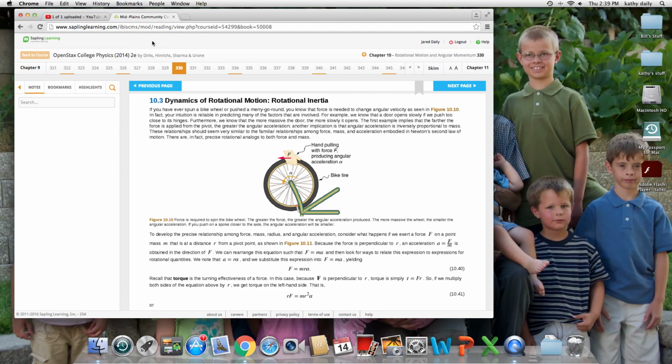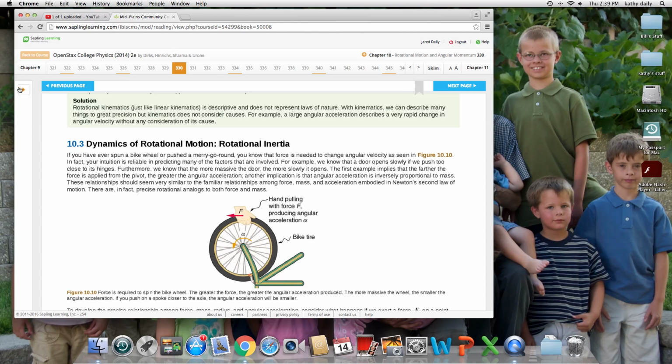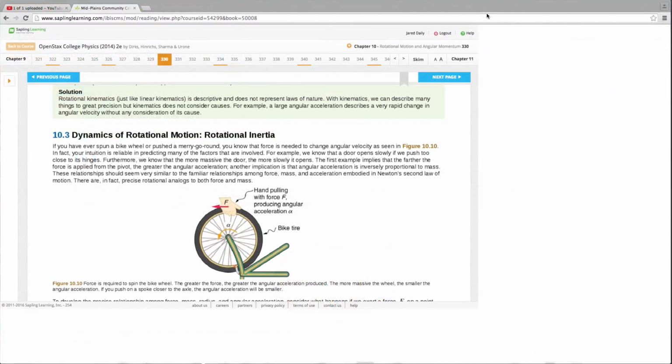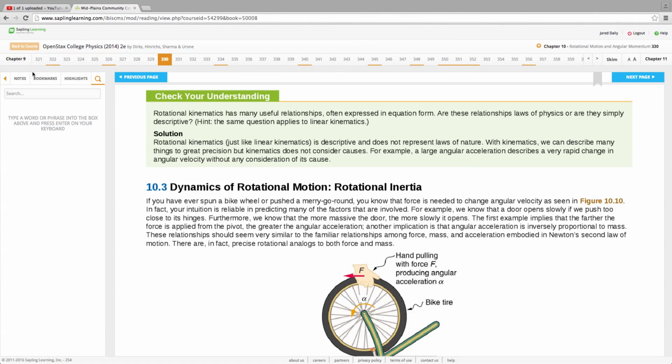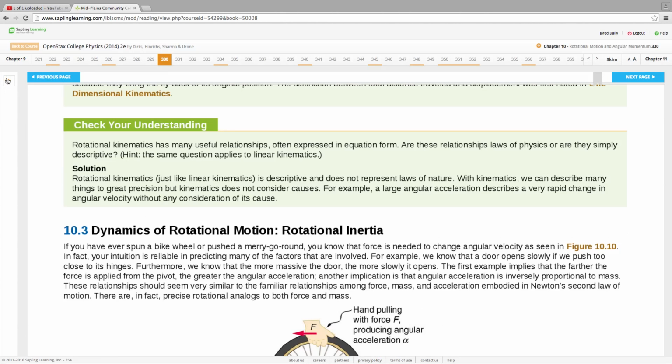We're going to look at some dynamics, and then we'll get into momentum, angular momentum. So how do we deal with forces?